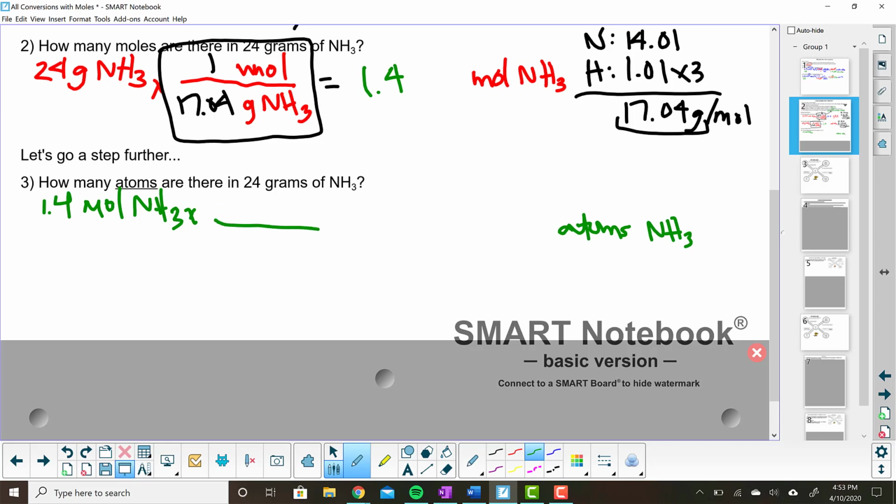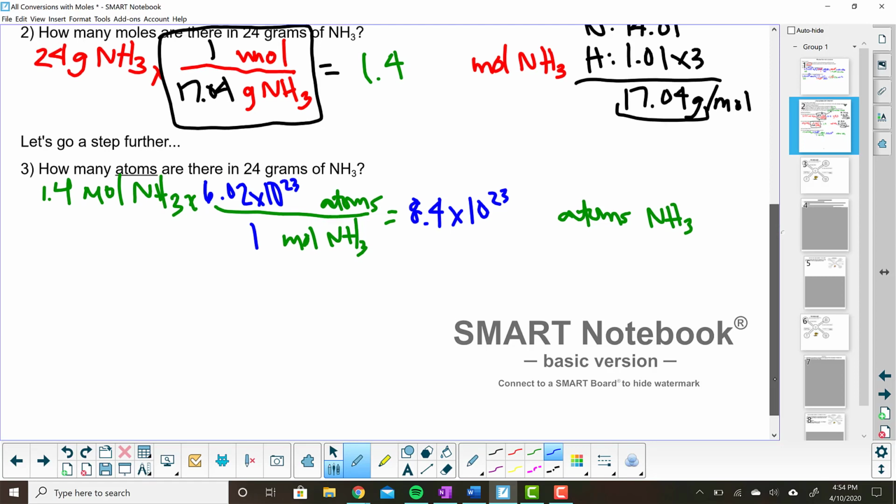So I can set up my conversion factor. Moles goes on the bottom. Atoms goes on the top. And I am going to plug in Avogadro's number as my conversion factor because I know that for every 1 mole, there are 6.02 times 10 to the 23 atoms. And including sig figs, I end up with 8.4 times 10 to the 23rd atoms of ammonia.